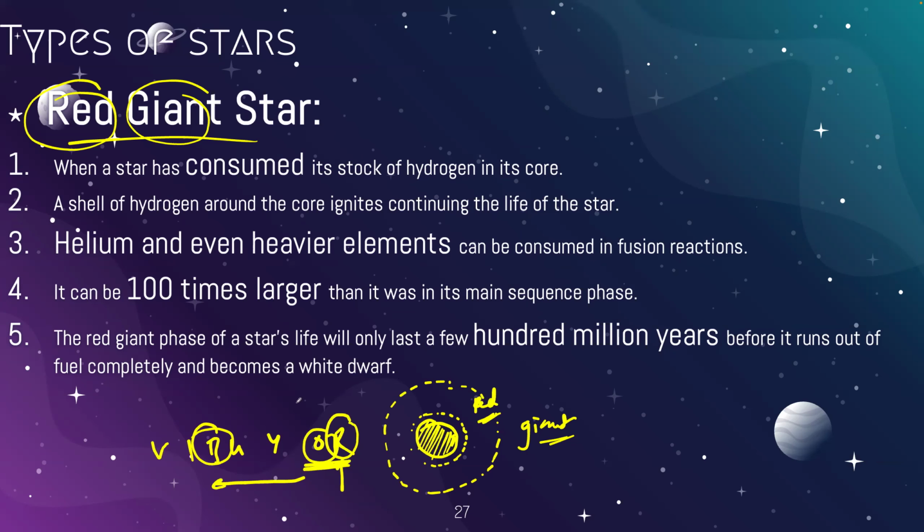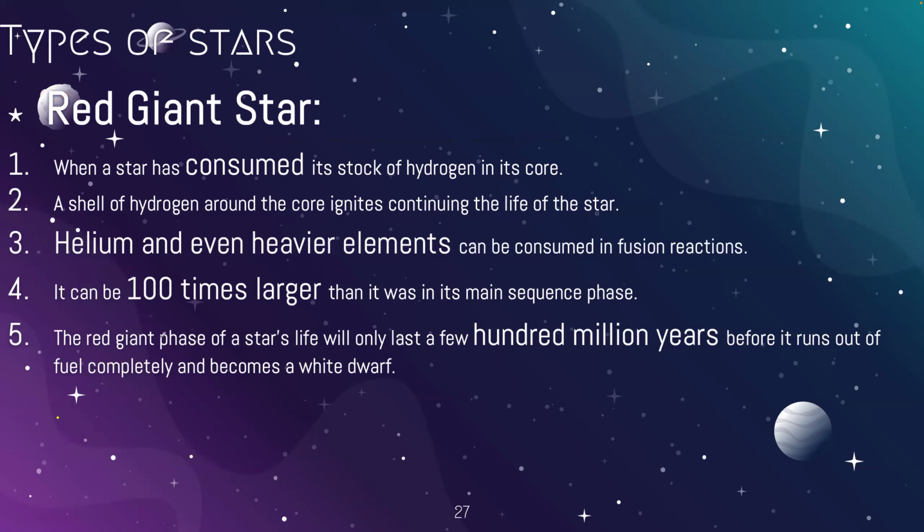But I'm not talking about the future. I'm talking about right now. It is red because it is burning all the fuel. In future, it may turn into blue. But why is it giant? Because all the gases, the top layer, have gone so far away from the star core due to that heat. You know that when temperature rises, the gas expands. So all the gas that goes out makes the star appear very big, very giant. That's why we call it a red giant. But as I said, the red giant phase of the star's life will only last a few 100 million years before it runs out of fuel completely and becomes a white dwarf.